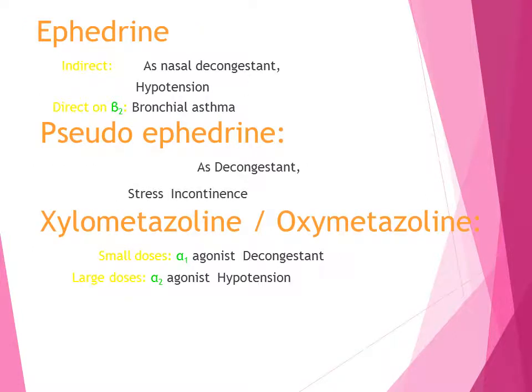Ephedrine: its indirect action is that it causes nasal decongestion and causes hypertension, while its direct effect is on the beta 2 receptors; it acts directly on the beta 2 receptor and is used in bronchial asthma. Pseudoephedrine is used as a decongestant and in stress incontinence. Xylometazoline and oxymetazoline, in small doses, are alpha 1 agonists and used as decongestants. In large doses they are alpha 2 agonists and used in hypotension.